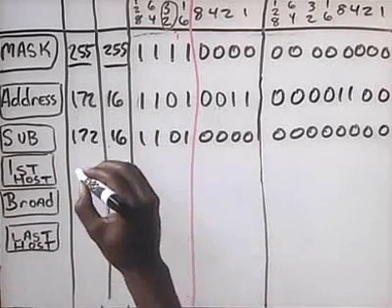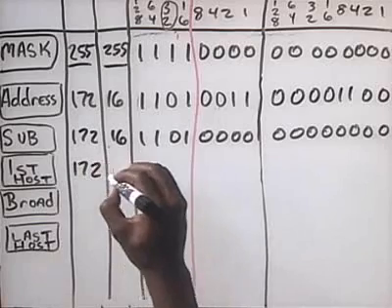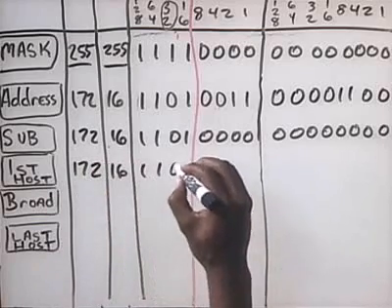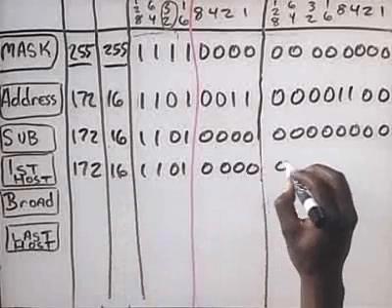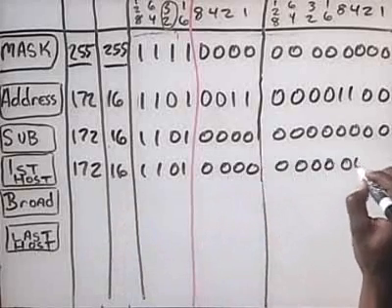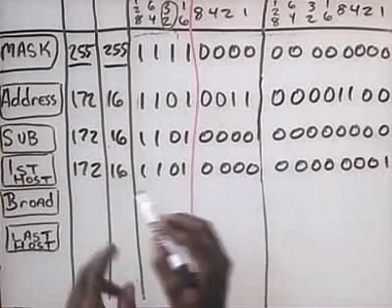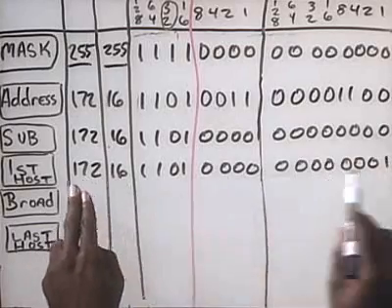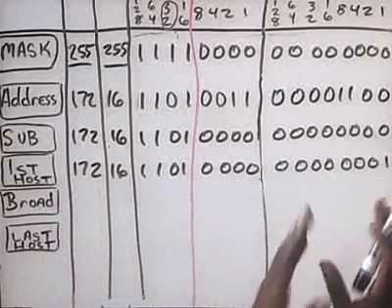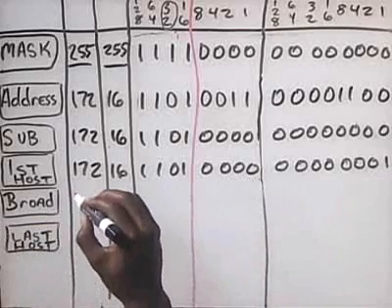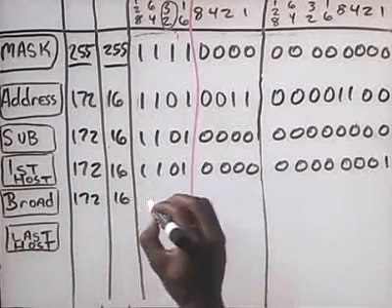The first host, of course, the rule is the subnet plus 1, so we'll do the same here. Everything stays the same over here, and then we'll add 1. Here's where we add the 1 right here. So the first host address is 172.16.208.1.